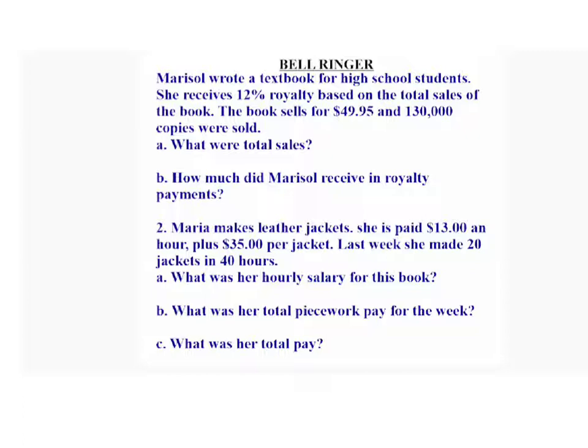Marisol wrote a textbook for high school students, and she receives a 12% royalty based on the total sales of the book. The book sells for $49.95, and 130,000 copies were sold. What were the total sales? I take the price, 49.95, and multiply it times the number of books sold, 130,000. That equals the grand sum of $6,493,500.